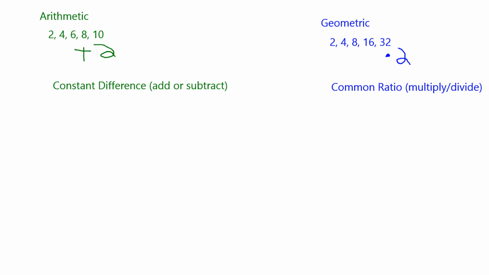An arithmetic sequence is a constant difference, meaning you're going to add or subtract the same value every single time. A geometric sequence is a common ratio, meaning you're going to multiply or divide the same number every time. Many times you'll be given the numerical sequence and asked to find either the constant difference or the common ratio.